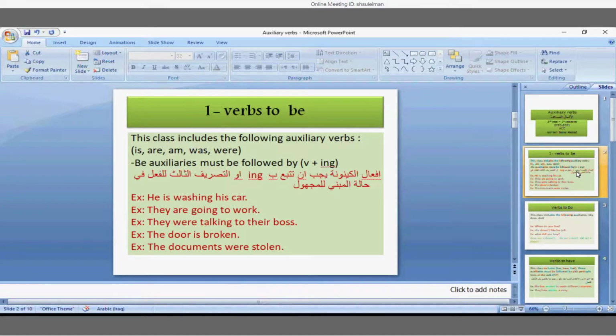Be auxiliaries must be followed by verb plus ing. This means that be auxiliary verbs should be followed by a verb that includes the ing form in order to compose a grammatically correct sentence.